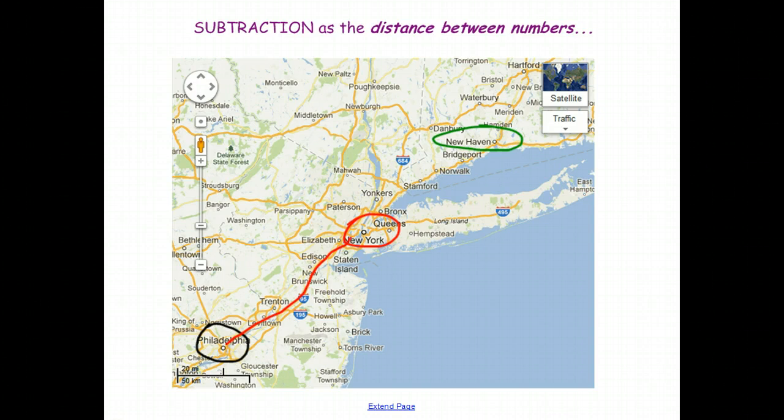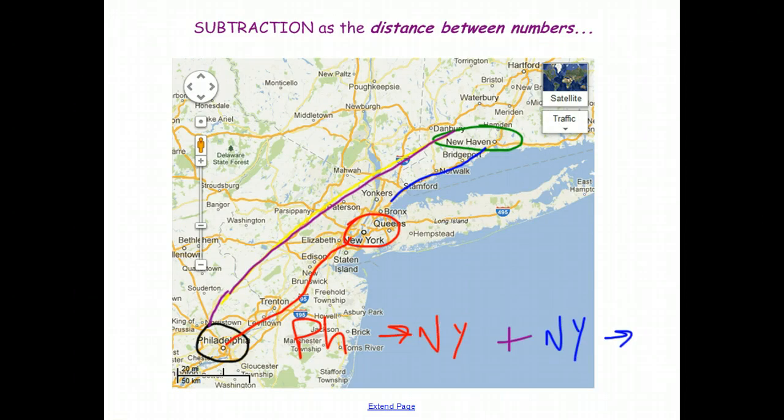We know that Philadelphia is a certain distance from New York, and we know that New Haven is a certain distance from New York. And we know that the distance between New Haven and Philadelphia is this overall distance. One way that we can find the distance from Philadelphia to New Haven is to add the distance in red to the distance in blue.